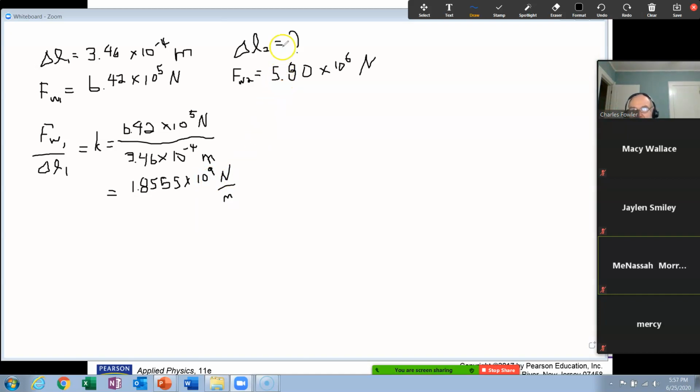Now, this time we're looking for delta L2, okay? I don't know if you remember that formula from before, but remember my rendition of Hooke's law was F sub W2 is equal to that K, that one K we have, it's the same column, times delta L. And this will be delta L2. Well, this is what we're looking for, so we're going to solve for that, and we do that by dividing by K.